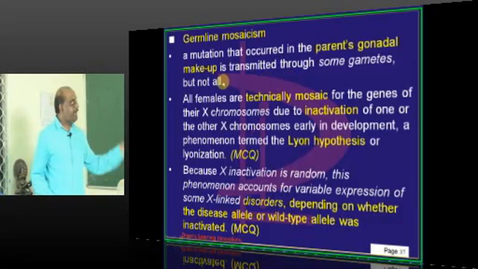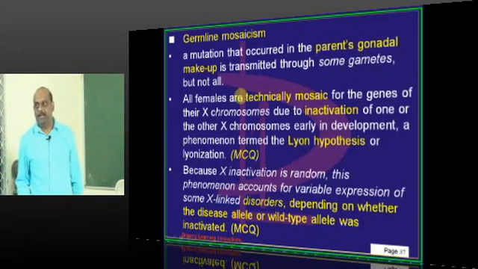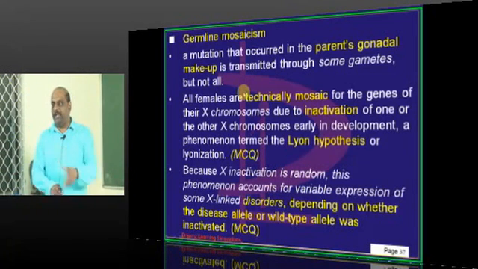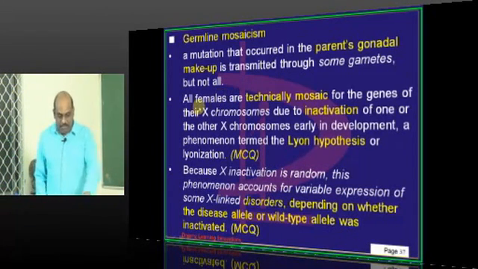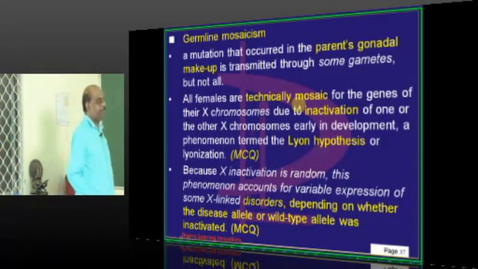There is a mutation. That's the reason gametes will be able to transmit it. Only gametes will show that mutation. If you pick somatic cells in the parent, they do not show any abnormality. The mutation is seen only in the gamete, is what needs to be remembered.